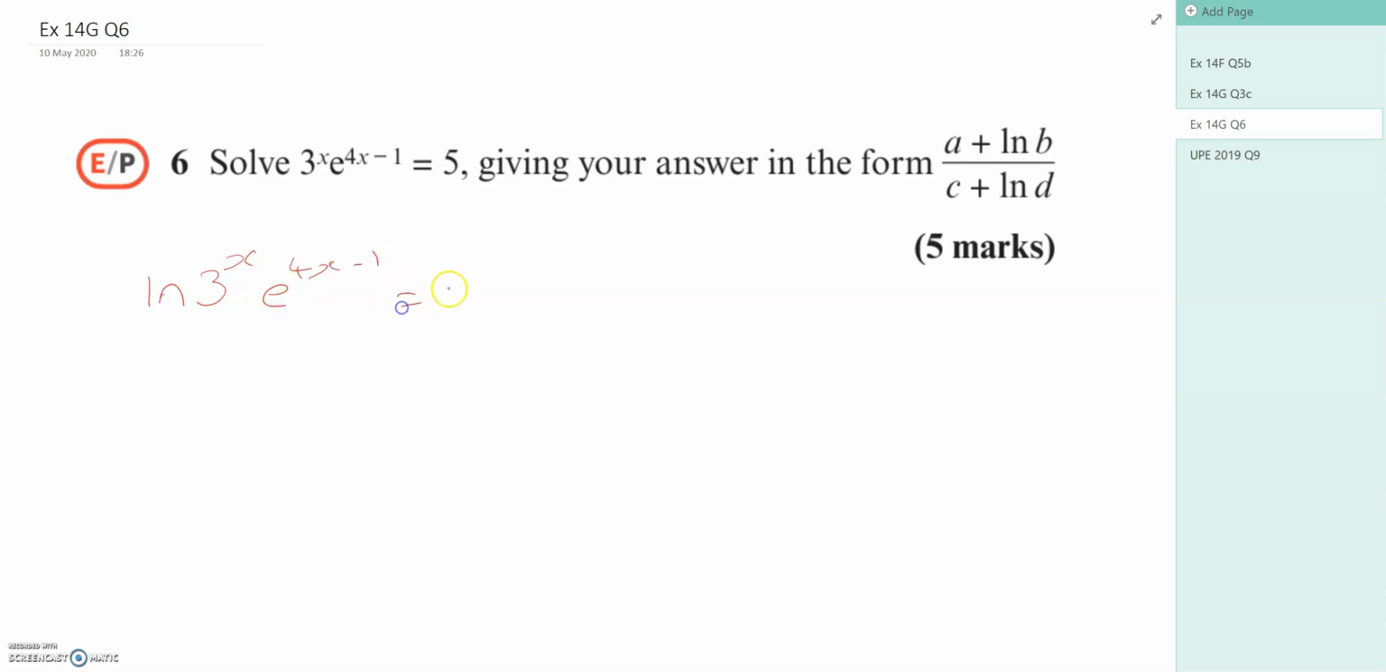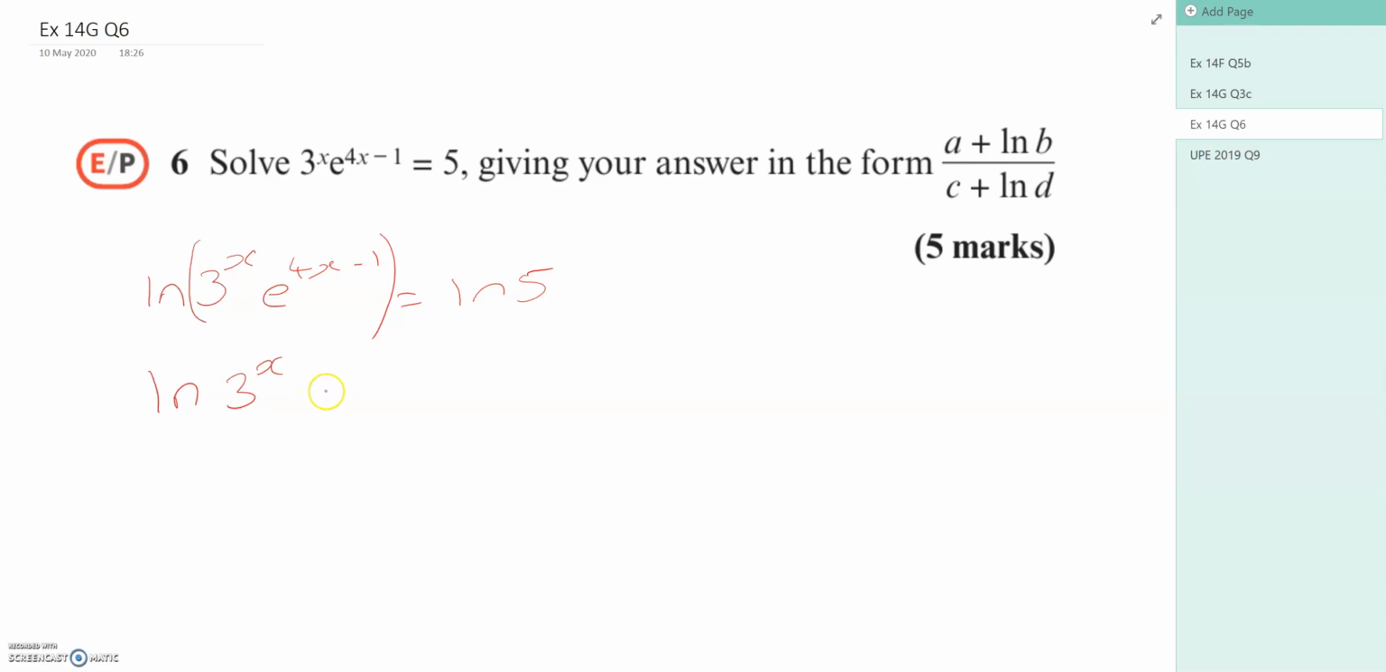And one of the laws of logs allows us to bring that power down. What you've got to be careful of here is you've taken ln of both sides. So it's like saying I've square rooted both sides. So I'm square rooting this whole thing, so I'm taking ln of this whole thing on the left. Now I can't bring these powers down because there's 2 different sets of powers, and the x applies to the 3 and the 4x minus 1 applies to the e. So what I need to do here is split them up.